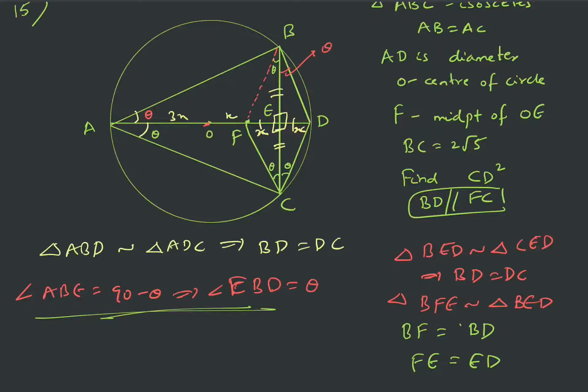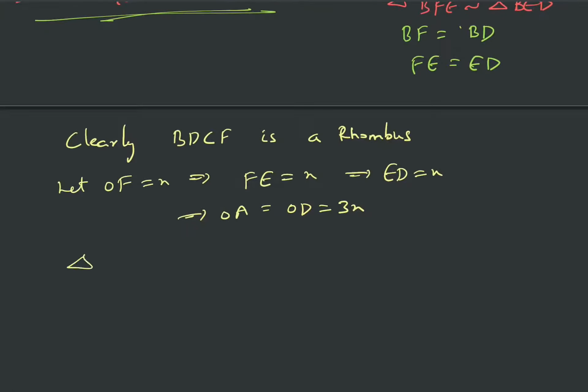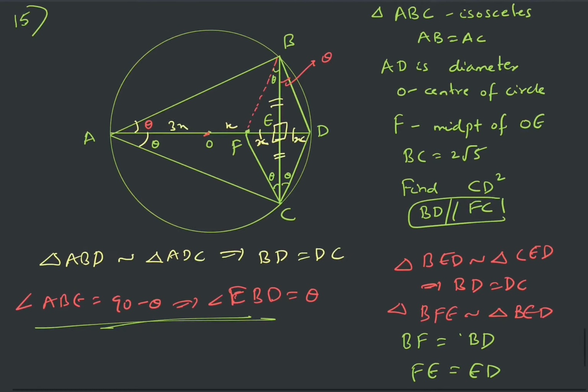Fine. Now our ultimate aim is what? Our ultimate aim is to find the length of CD. So let us try to spot the similar triangles here. I can see that triangle ABE is similar to triangle BED. So triangle ABE is similar to triangle BED because two angles are equal, right? Theta is here, and 90. So these two triangles are similar.